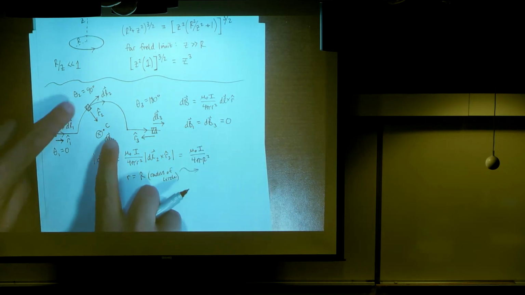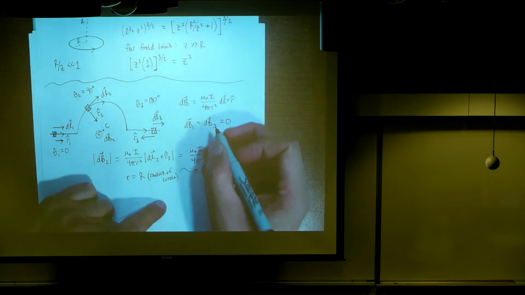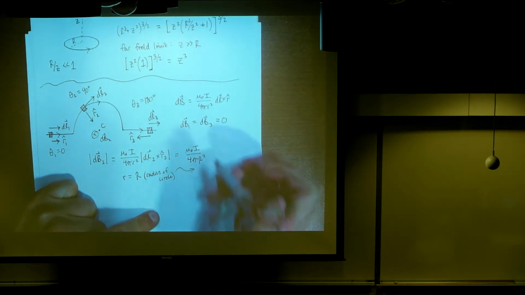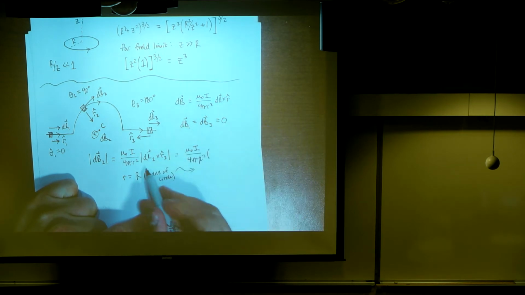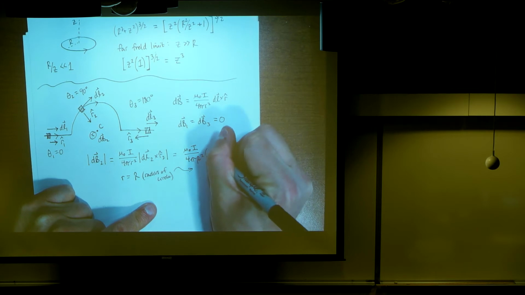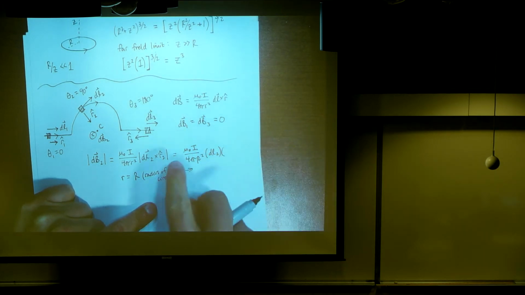So hopefully that makes sense, just the radius of the circle giving you that distance. All right, next we'll have a cross product which we'll evaluate. The magnitude of a cross product is the magnitude of the first vector, which is dl2, times the magnitude of the second vector.